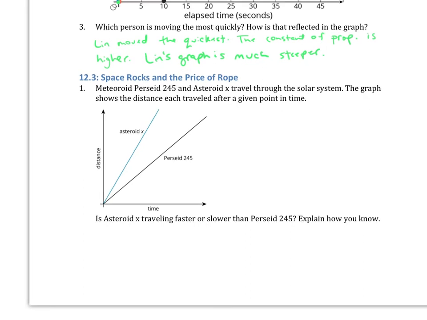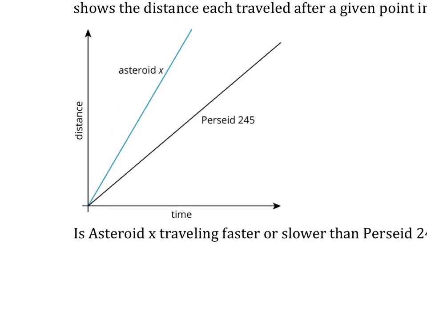So in this activity, it says meteoroid Perseid 245 and asteroid X travel through the solar system. The graph shows the distance each traveled after a given point in time. Is asteroid X traveling faster or slower than Perseid 245? Explain how you know.